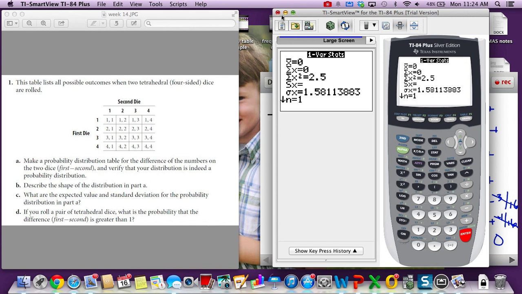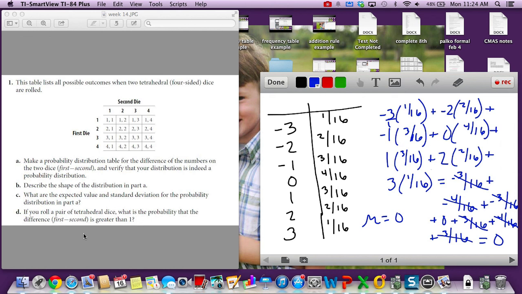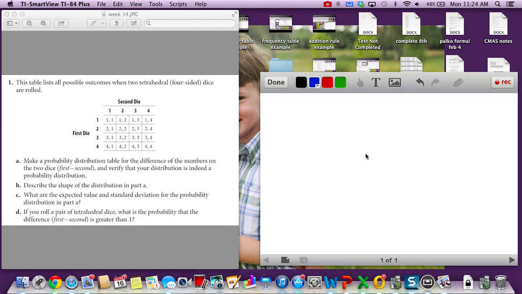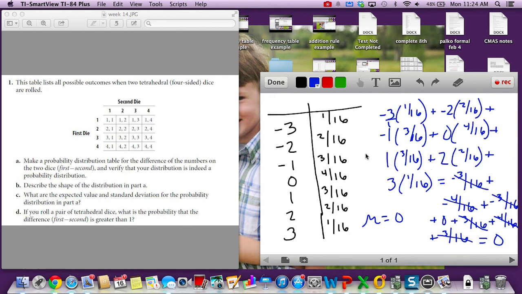Okay, then let's see here what D says. D says, what if you roll a pair of tetrahedral dice, what is the probability that the difference is greater than 1? I should leave that up there.